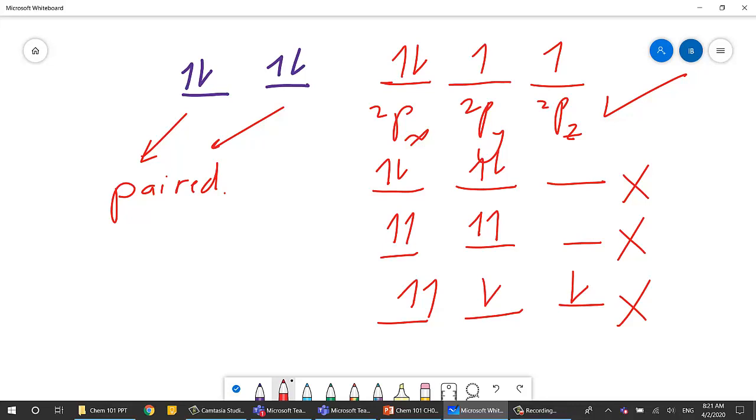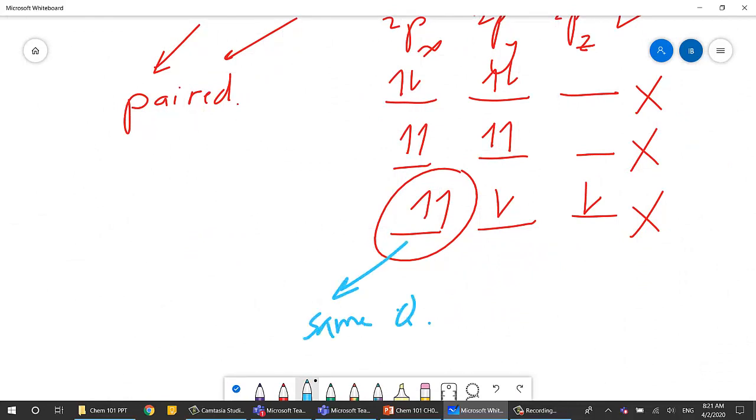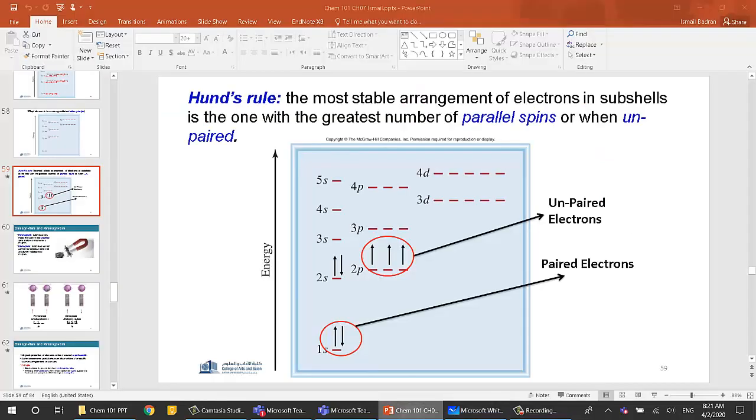So here we have 2 unpaired electrons in the top one, and in the second one we have no unpaired electrons, and the third one we have no unpaired electrons. This one looks fine, we have 2 unpaired electrons, but this is wrong. You know why this is wrong? Because these electrons have the same quantum number, and this is not allowed according to Pauli. So this is against Pauli, not against Hund's. This violates the Pauli principle because they have the same quantum number. Good. So we're going to practice this, as I said.